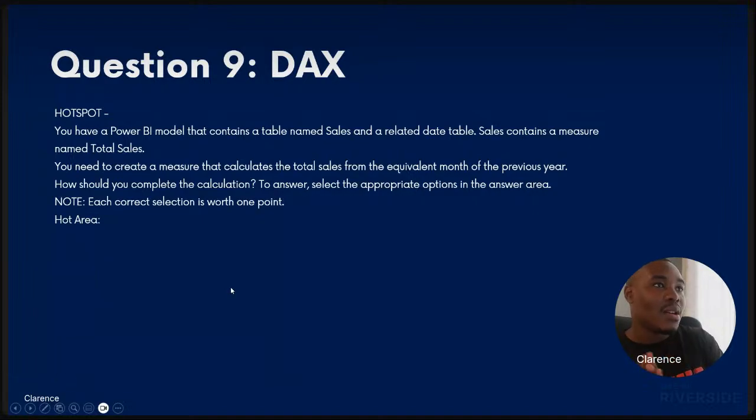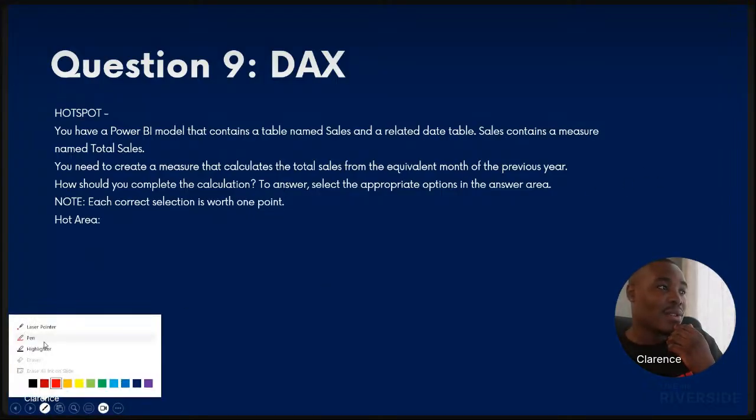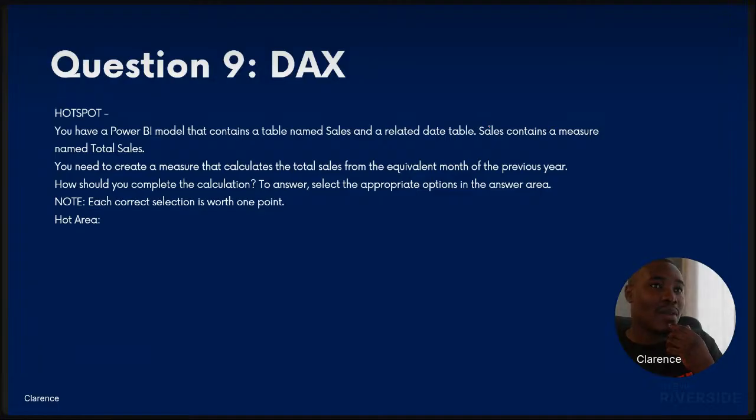Cool. Then we've got question 9. So question 9 basically says, you have a Power BI model that contains a table named sales and a related date table. The sales contains a measure named total sales. Keyword. We've got a measure. So now we know that there's something going on here, right? So let me just rather use the pen. So this is something that's going to be key. So we've got a measure, right? A measure called total sales, right?